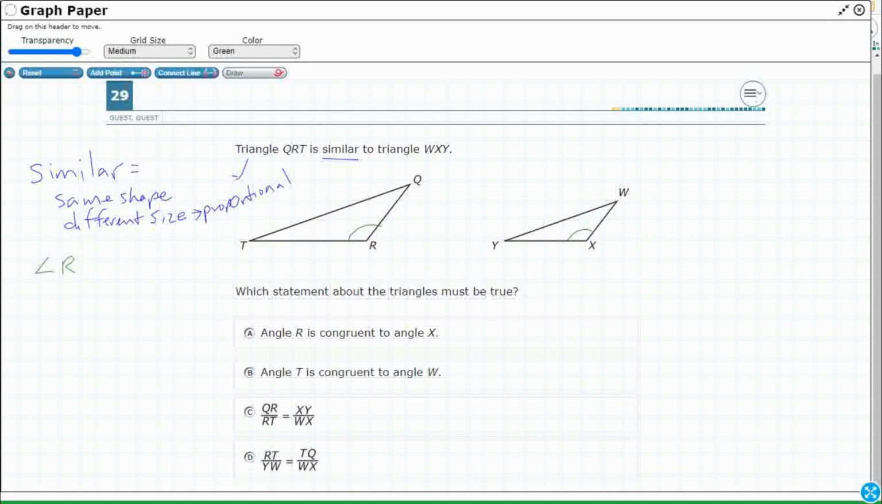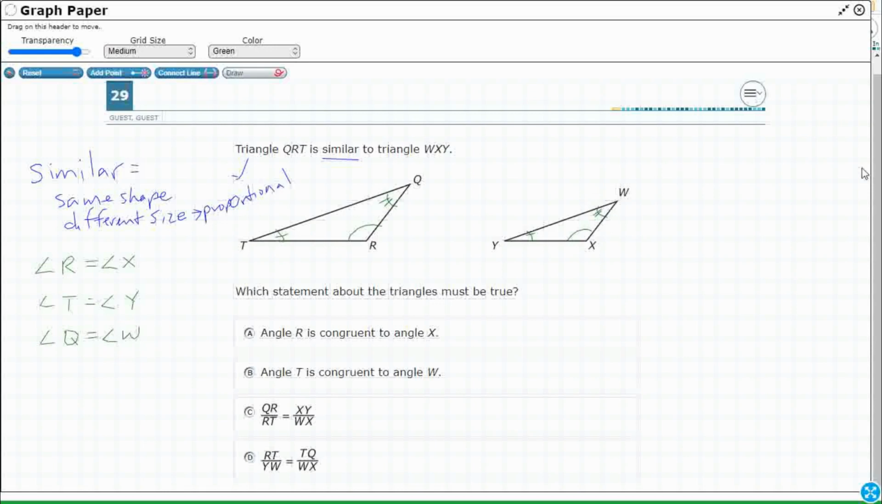So I'm going to say angle R is congruent or equal to angle X. And then we're going to match up these other ones. I've got angle T, which goes with angle Y. I'll put a little line there to separate them. And I'll put two lines right up here. So this is angle Q, and that goes with the one across the way, angle W. If I'm looking at just the angles, those are the ones that match up with each other.